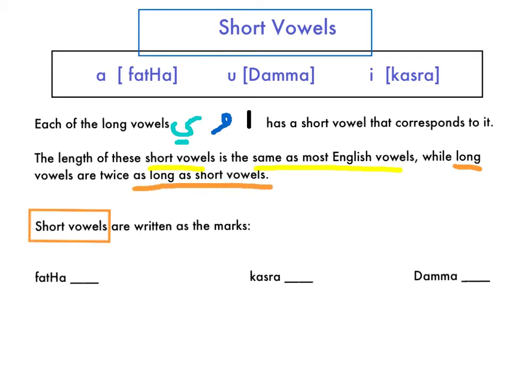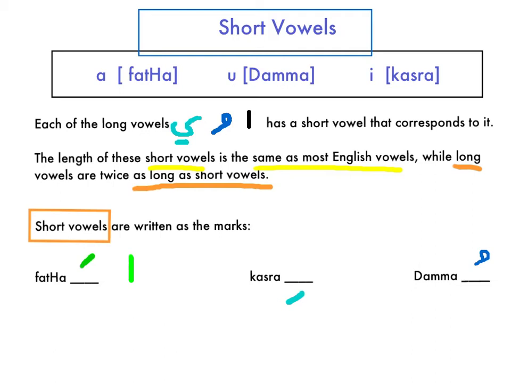Short vowels are written as the marks فتحة, كسرة, and ضمة. فتحة corresponds to the long vowel ألف. Compare باب وبحر. Did you see the difference? باب has a long vowel ألف, whereas بحر has a short vowel فتحة.